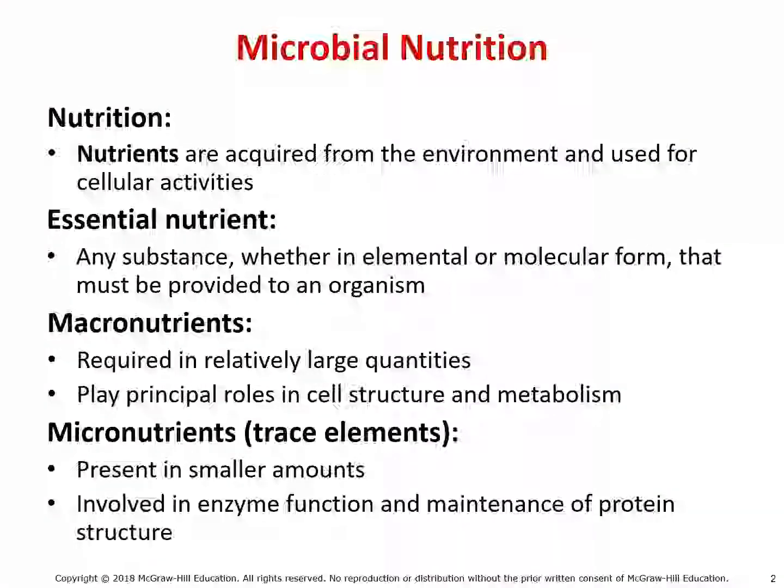Microbial nutrition is going to be an important thing we need to discuss, but before we go too far, let's point out what nutrition is. Nutrients are things that are basically acquired from the environment. Essential nutrients are things that we can't typically make ourselves and must take from the environment. Macro and micro are pretty self-explanatory. Macronutrients are things we need large amounts of, while micronutrients are things we only need small amounts of.